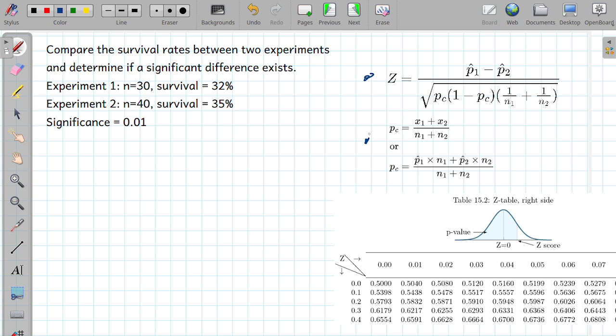Now remember, we need the weighted average of the percentages. And since the two sample sizes are not the same, we need to use a computation. Now you'll notice that I have p-hats here. Survival, this is going to be p-hat 1, and this is going to be p-hat 2.